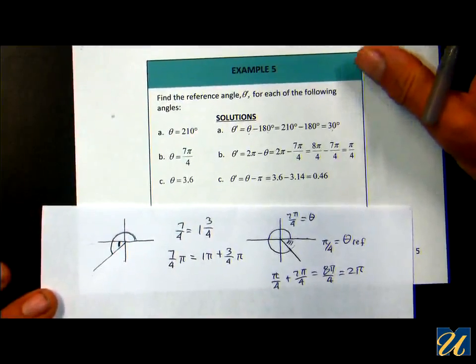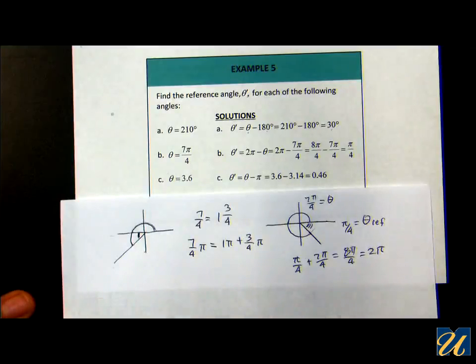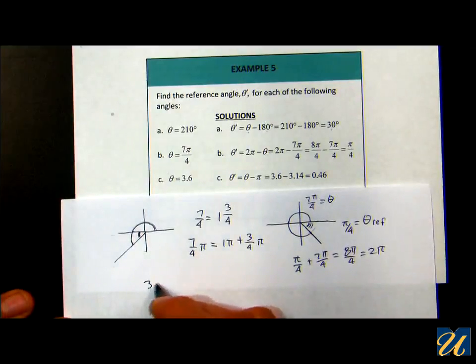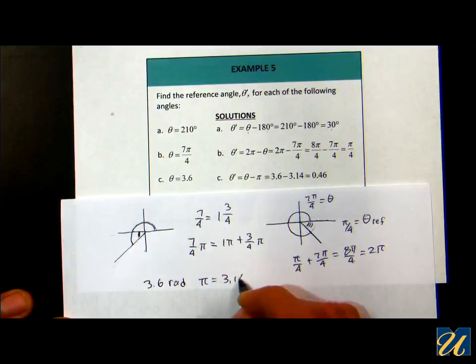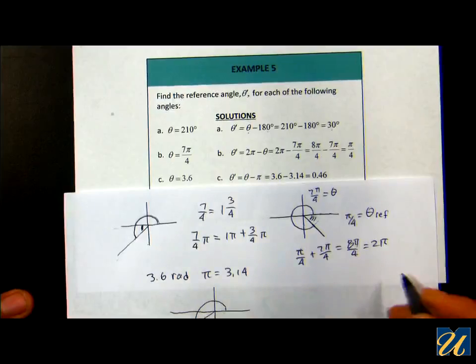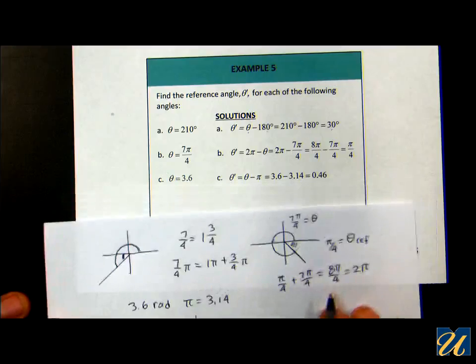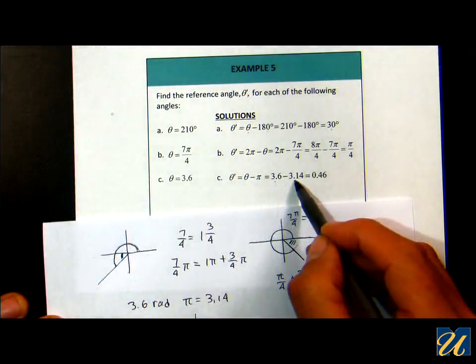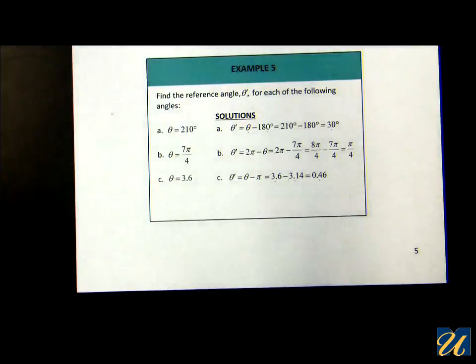Okay, lastly, we got theta equal 3.6 radians. Where is 3.6? So we have to think here that pi is 3.14. So we're a little bit more than a half rotation. We're over there in quadrant 3. So to get the reference angle, which is right in here, we'll take the given angle and we'll subtract pi. So that's what we do right here. The given angle minus pi would be the reference angle right there.